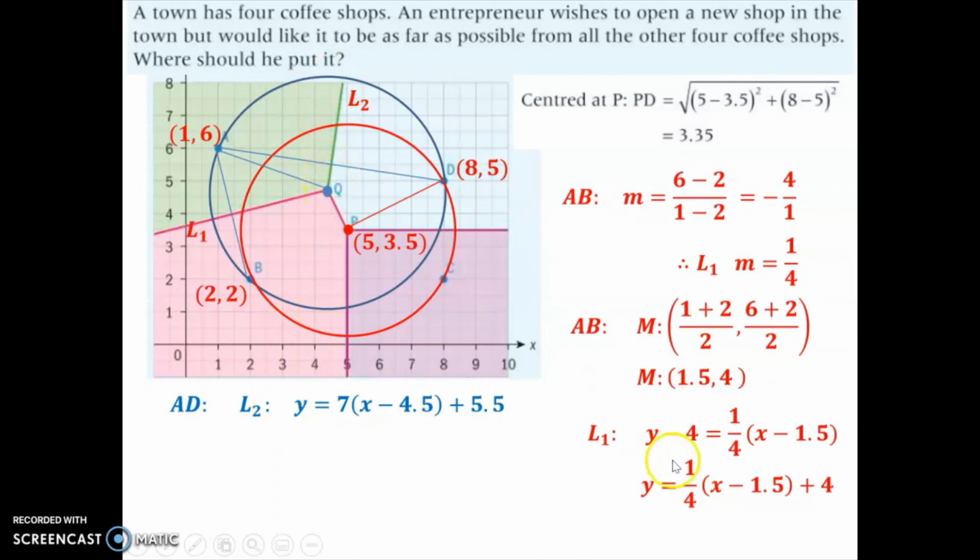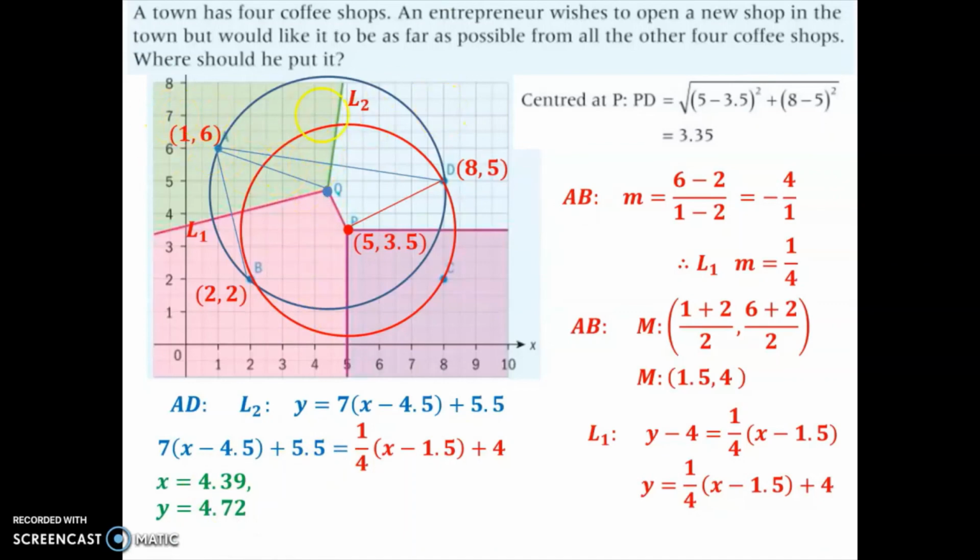Now that we have line 1 and line 2, we can set them equal to each other, because setting them equal to each other will allow us to solve for the point where they intersect, which is point Q. So here is the 2 lines set equal to each other. Solving that, I get this x value, this y value. That is the equation of point Q. So now we can find the distance of Q to A, which is the radius of the blue circle. Find distance A to Q now that we have point Q. All right, that distance is this.